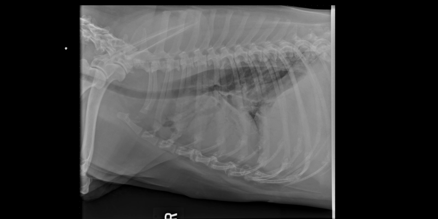As you can see, based on the lateral projections, the alveolar pattern in that case is more severe ventrally, cranioventrally, so more affecting the cranial and middle lobes. The accessory lobe is also affected, but the dorsal lobes are less affected.